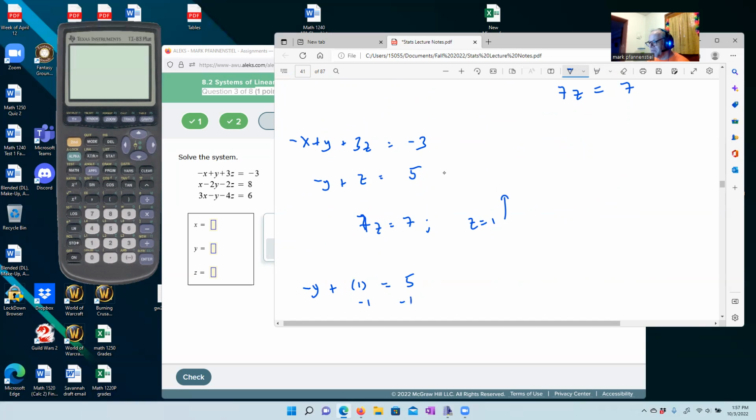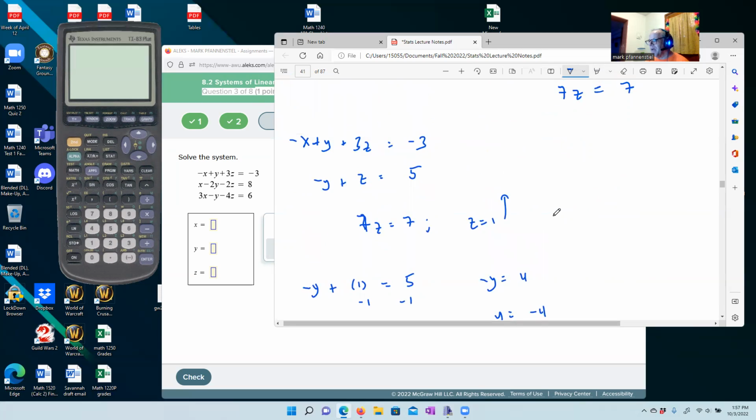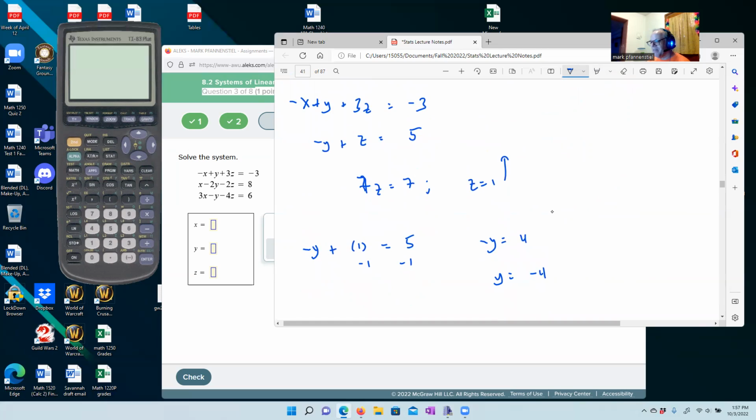We'll subtract 1 from both sides. So we have -y is equal to 4. So y is equal to -4. Okay, and then back up by 1 more. So we have -x plus y. Y is -4, plus 3. What the heck is z? Z is 1, equals -3.